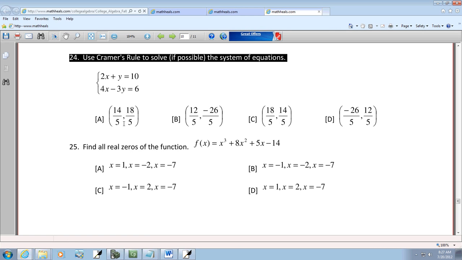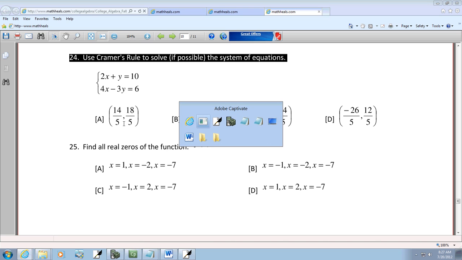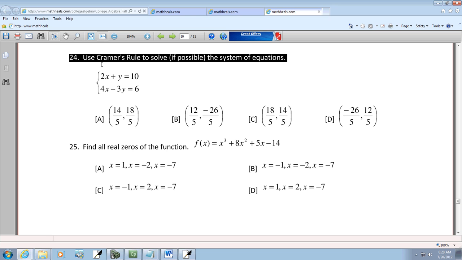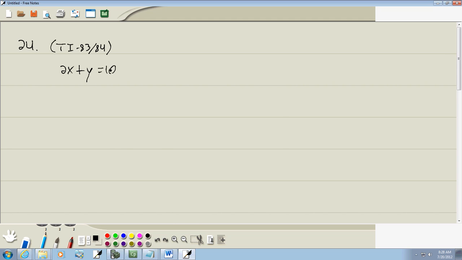Well, let's take a look at number 24. It says use Cramer's rule to solve, if possible, a system of equations. And we'll first do it on the calculator. This is via the TI-83/84. And we got 2x plus y is equal to 10, 4x minus 3y is equal to 6.